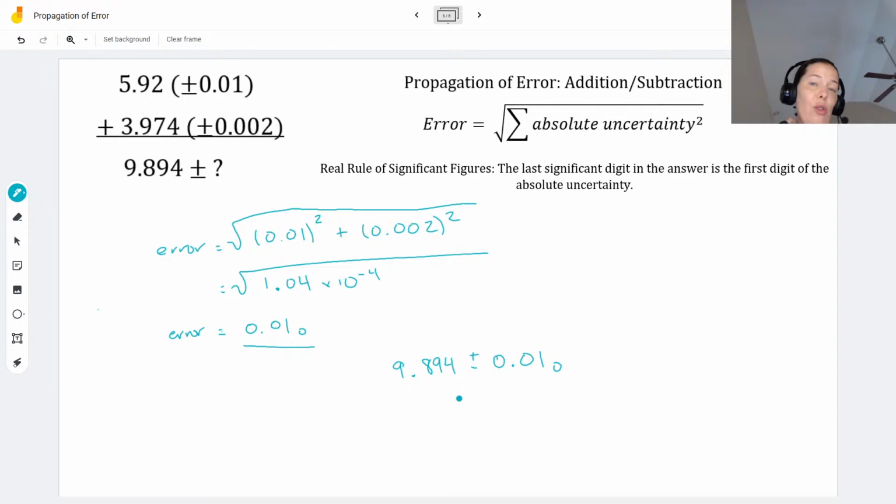Well, you can use your rules for sig figs, but because you have error, you are actually going to use your real rule for sig figs. What that states is the last significant digit in your answer, so wherever I round to in my actual answer, is going to be the first digit in the absolute uncertainty. This is my absolute uncertainty, and you can see the first digit in my absolute uncertainty is in the hundredths place, so I need to round to the hundredths place. So my answer then is 9.89 plus or minus 0.01. And again, I'll keep that 0 there, but it's subscripted to say that it is not significant.